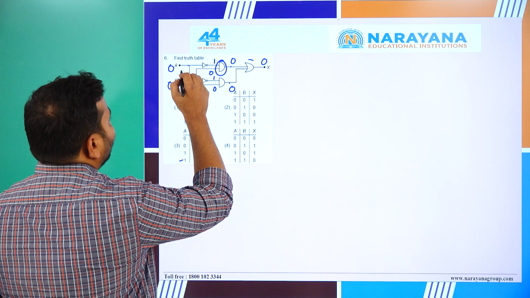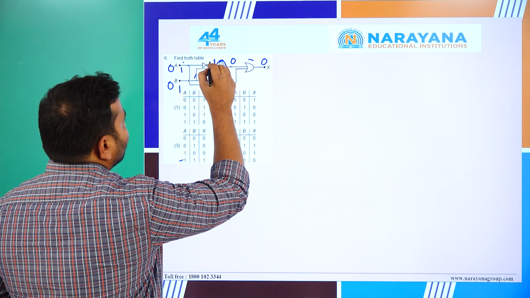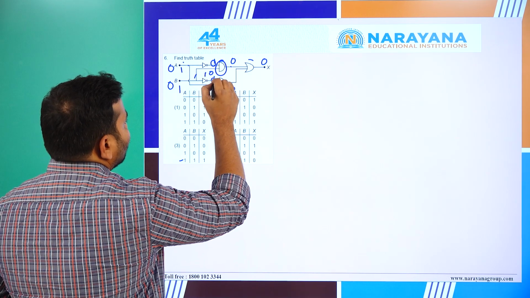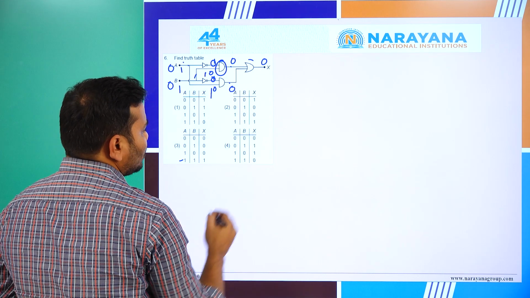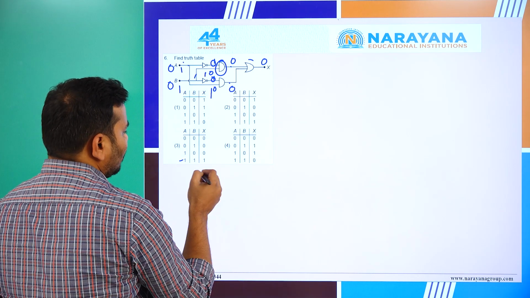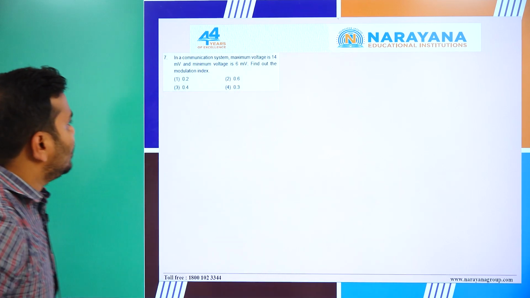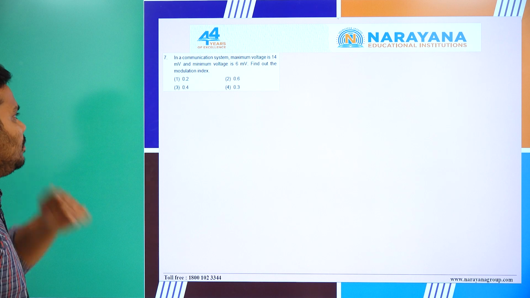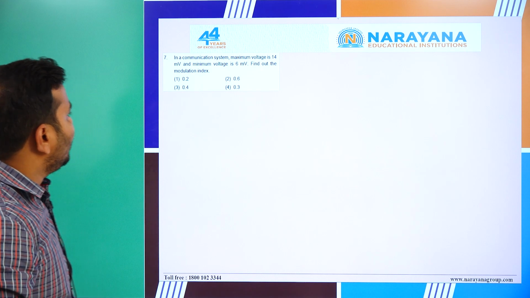So if it is 1 and 1, here you will get 0 and 1, here 0 and 1 you will get, again you will get 0 and 0, you should get output 0. But here they have given output is 1, so that's why this is the correct answer. So the next question.